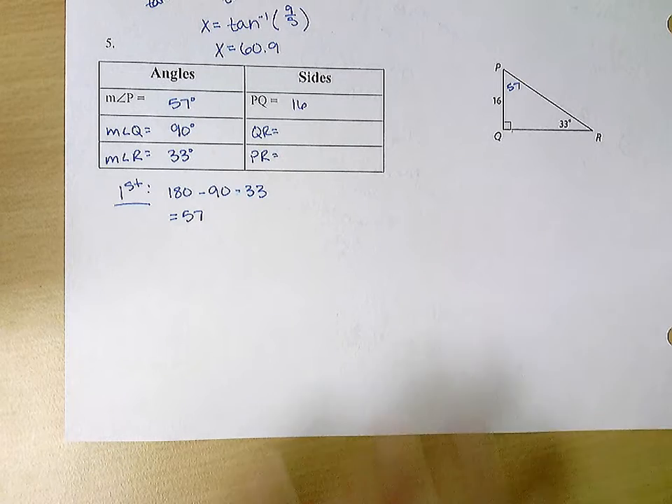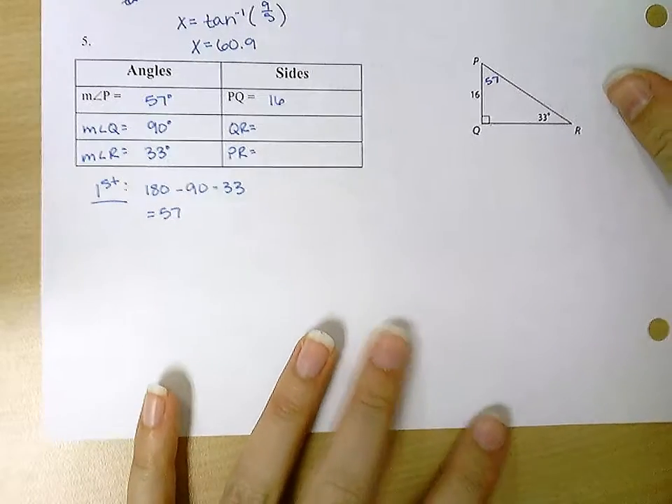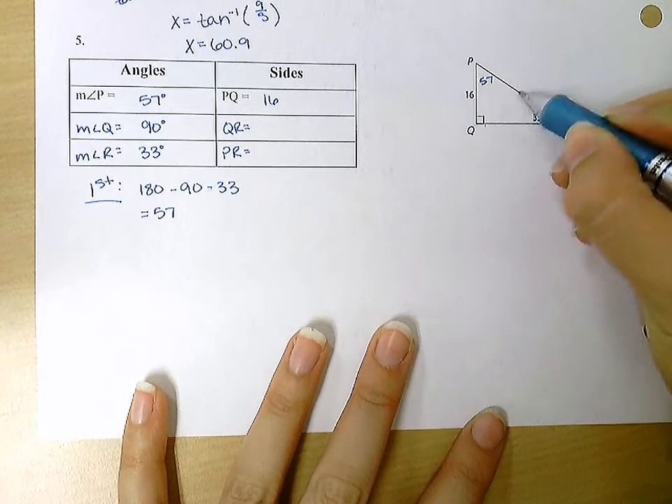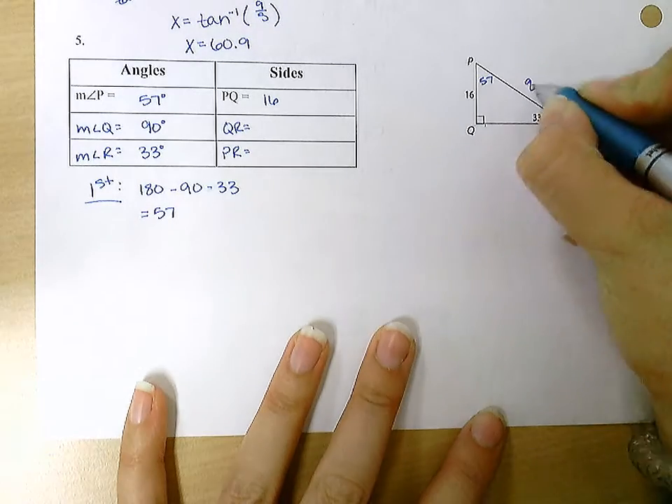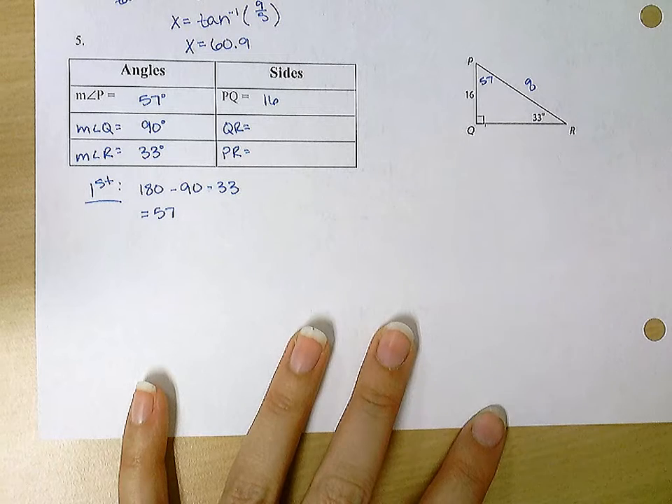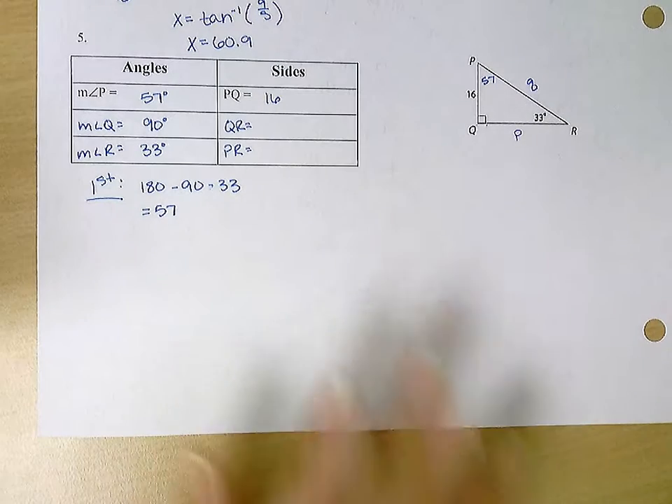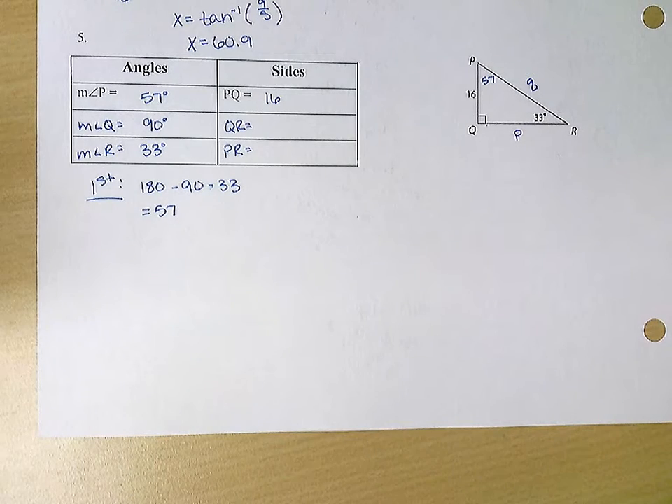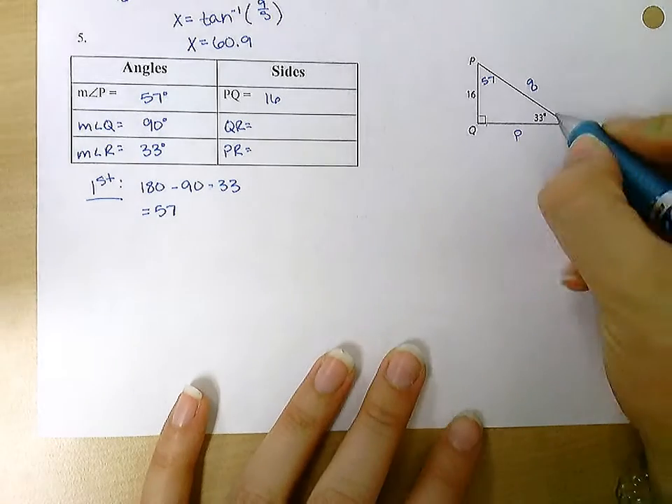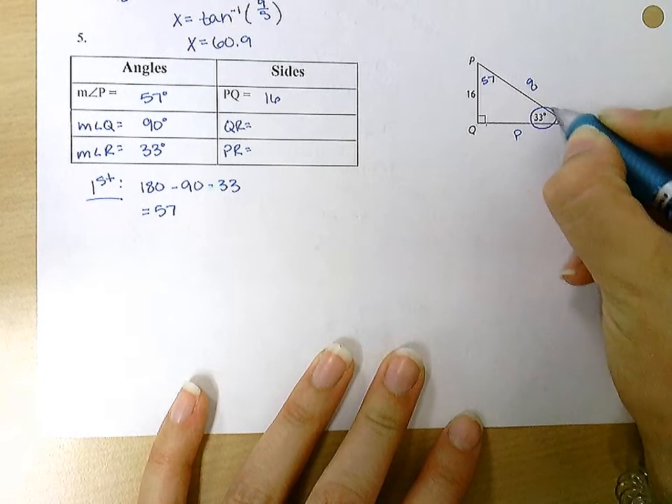So I'm going to label these. I'm going to label the side opposite angle Q as lowercase q. You can label it as C if you want, it doesn't matter. And the side opposite angle P, lowercase p, just so I know that they're opposite sides to those angles. So now to find one of those sides, I have to use trig ratios. I'm going to go from this angle of 33 here.